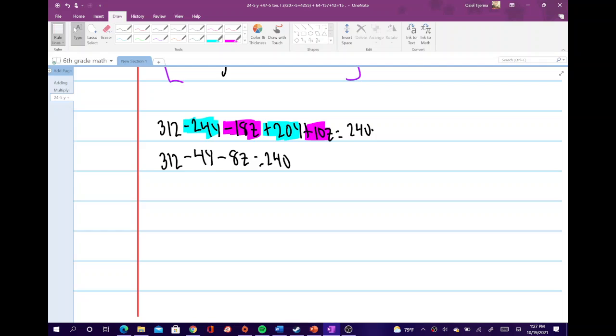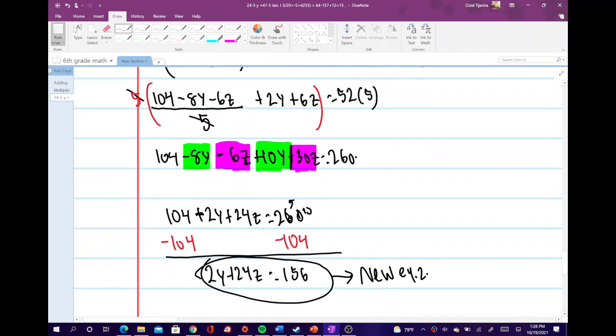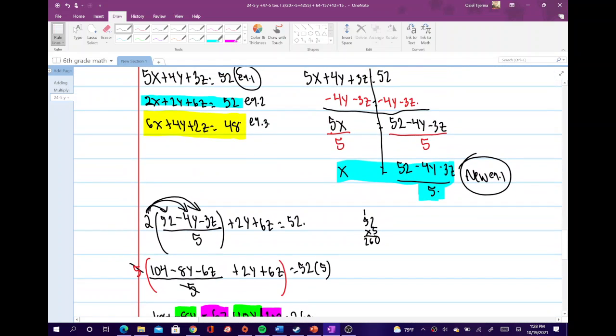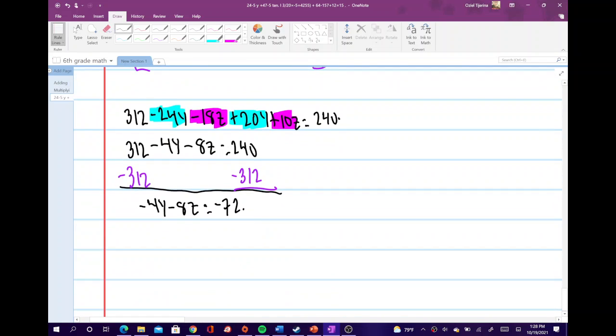So now at this point, all we have to do is subtract 312 on both sides. Because again, we never want a constant on the left side. So it's negative 4y minus 8z is equal to 240 minus 312, which is negative 72. So now let this be new equation 3, right? So this is new equation 3.